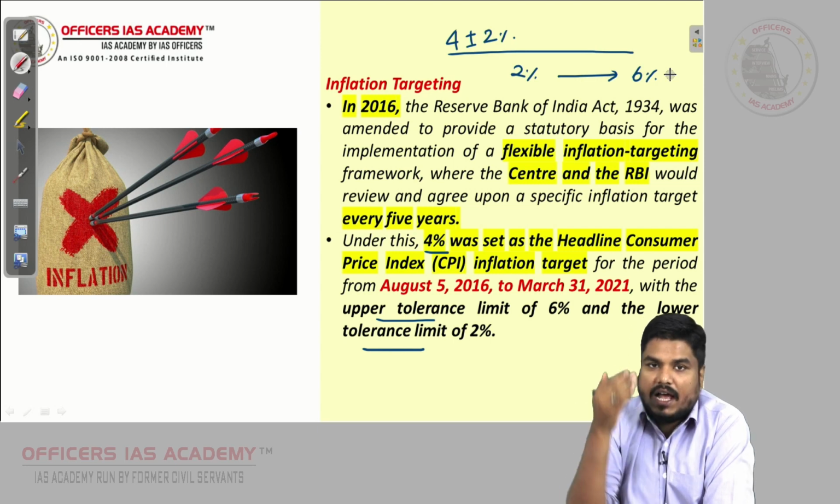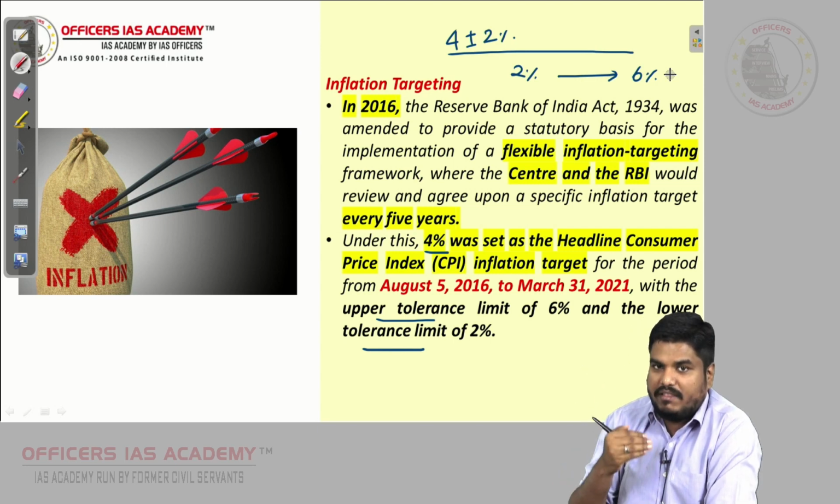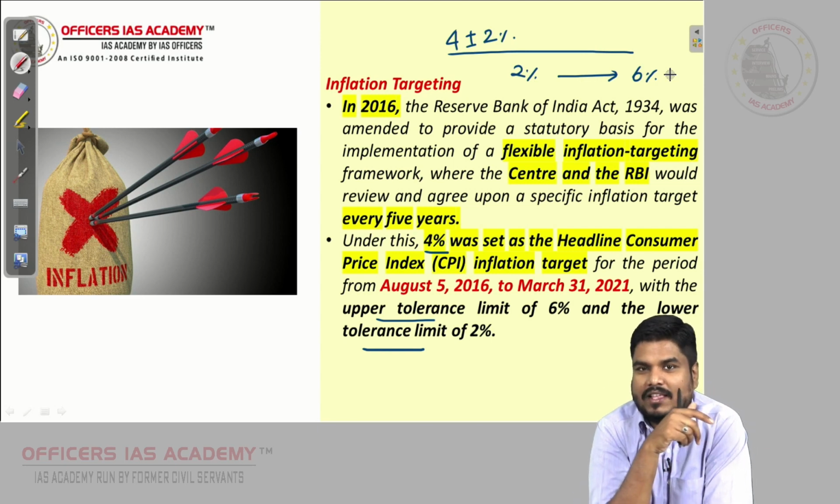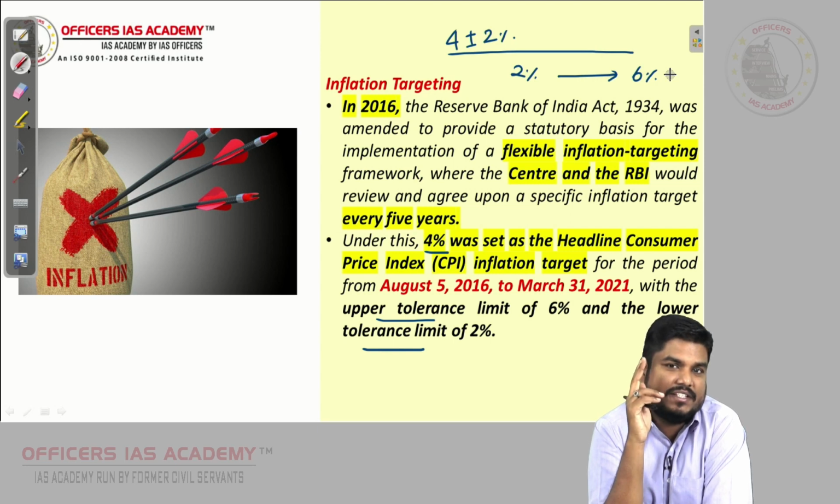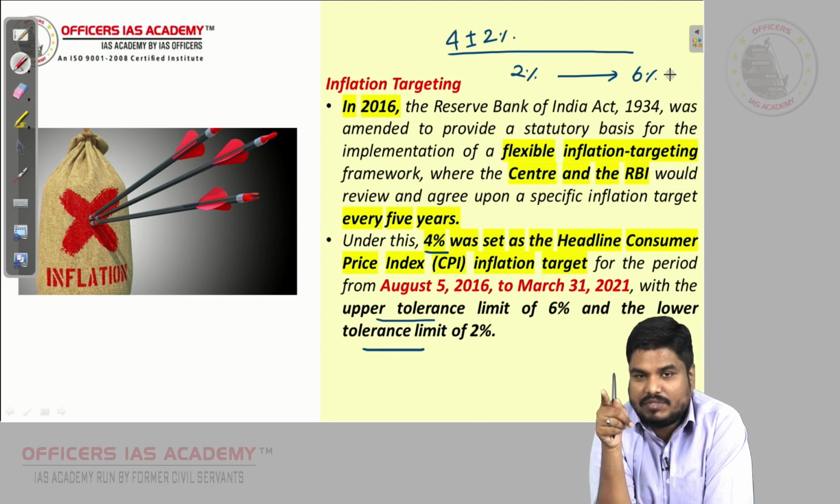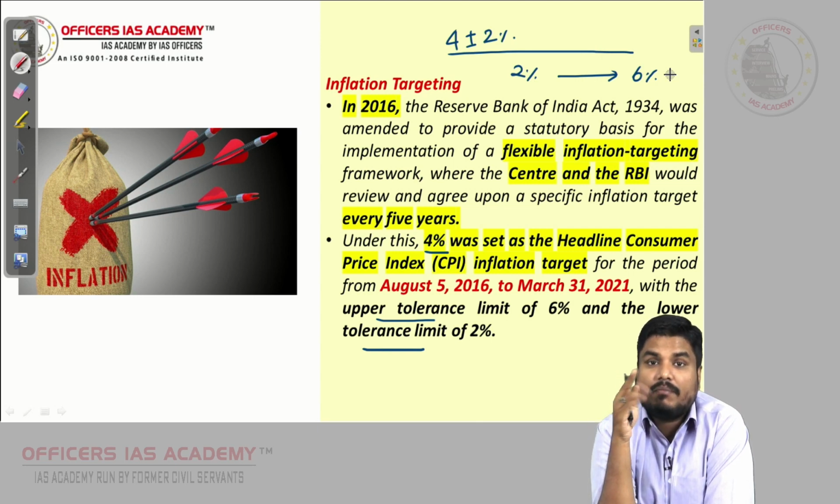And the government and RBI said that once in 5 years this target will be revised. So, when was it introduced? It was introduced in August 2016, and it comes to an end by March 2021.